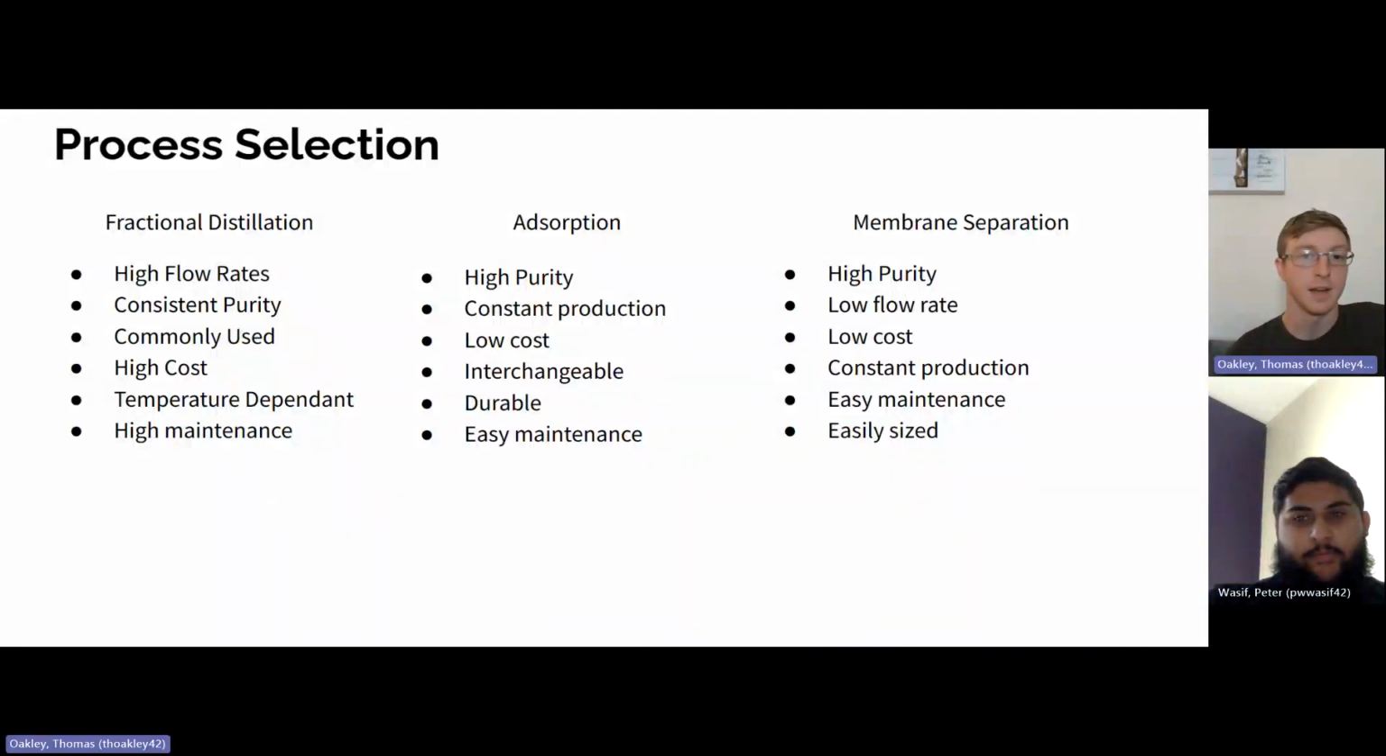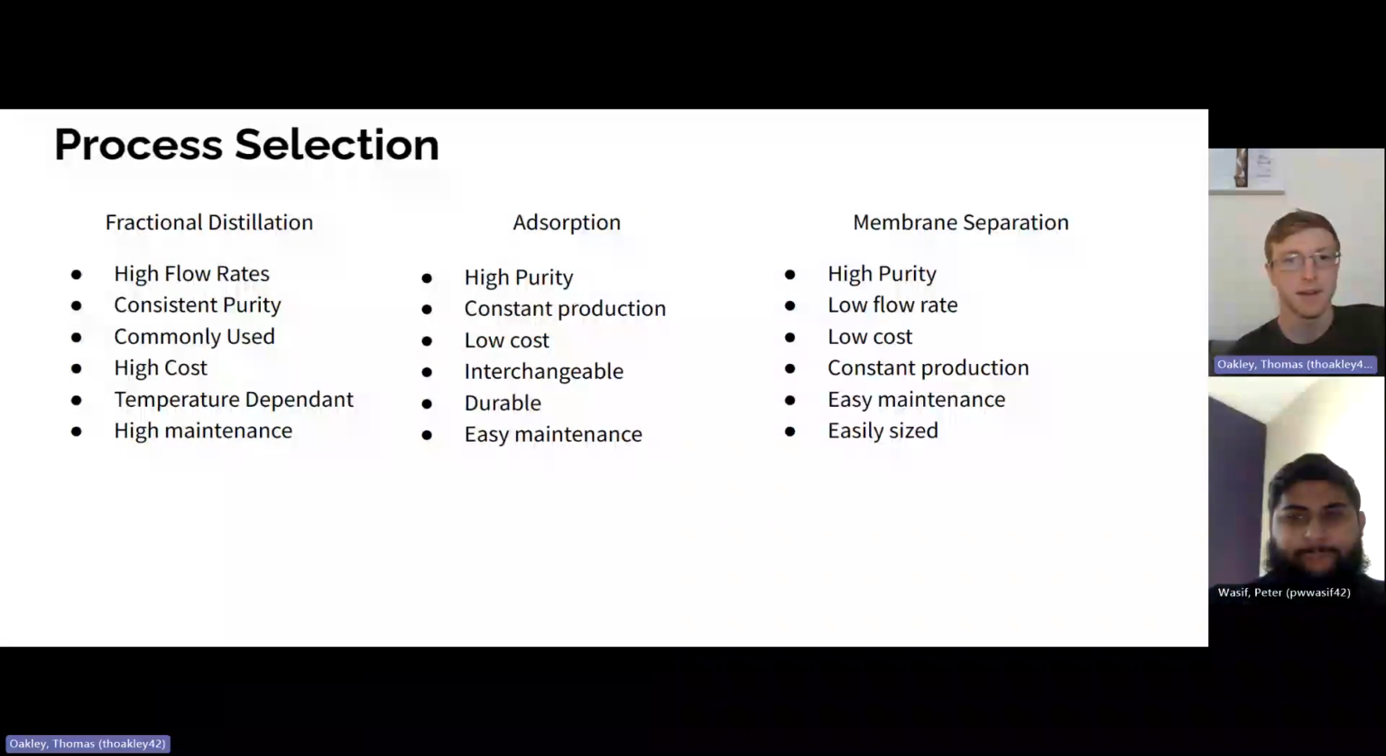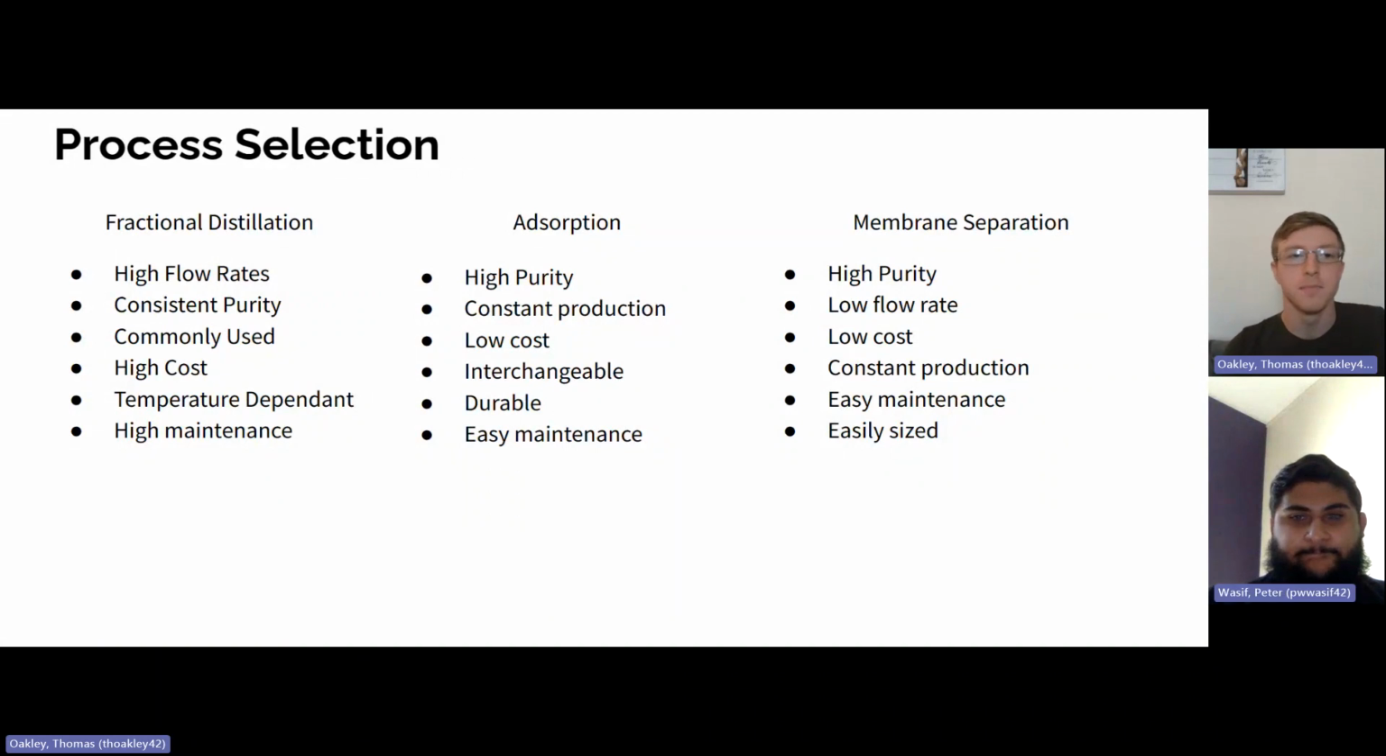Adsorption, again, has high purity, can produce 24/7, and is low cost. It can be easily interchanged between different uses for the nitrogen. They're durable and have easy maintenance. However, they can't produce as much nitrogen as fractional distillation without eventually being less cost effective.